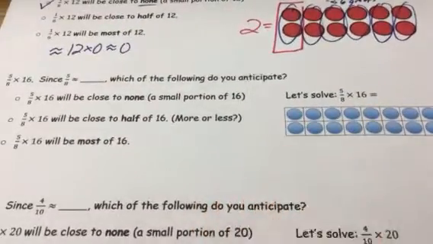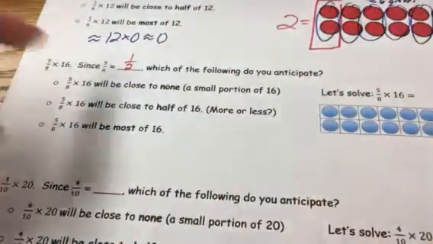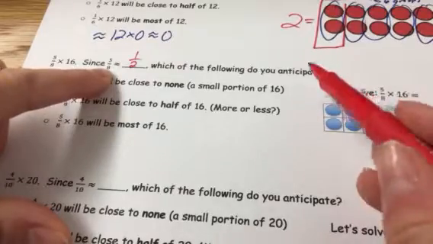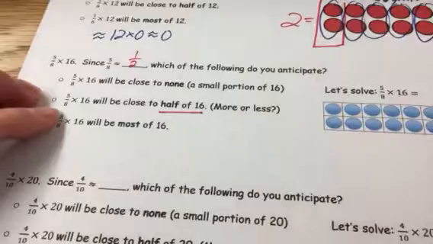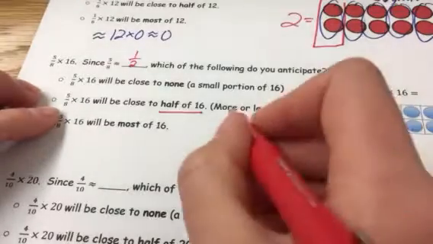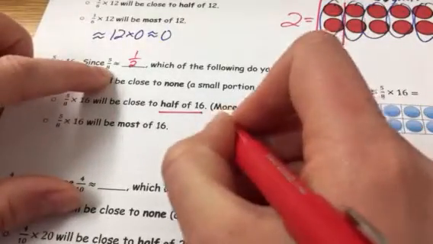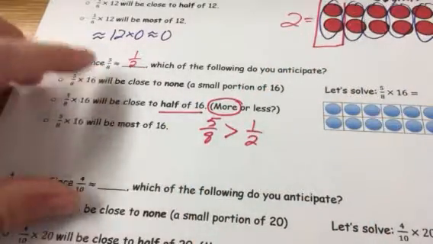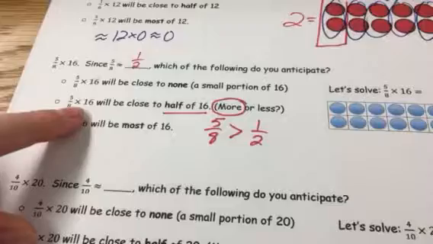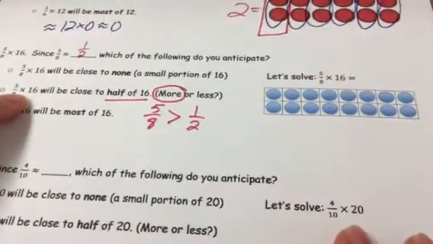5/8. Okay, since 5/8 is close to half, and in fact, since it's bigger than half, I anticipate that our product will be close to half of 16, which is going to be 8. Now the question is, is it going to be more than half of 16 or less? Well, we already said that 5/8 was greater than half. So I'm going to say I think it'll be more than half. So I anticipate my answer will be more than half of 16, which is 8. So let's see what we end up getting.